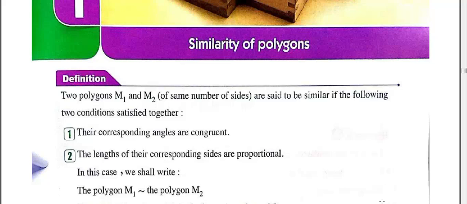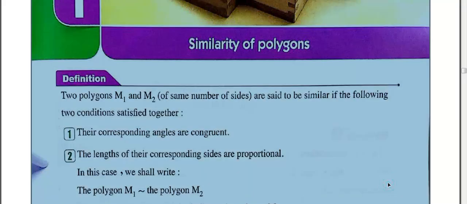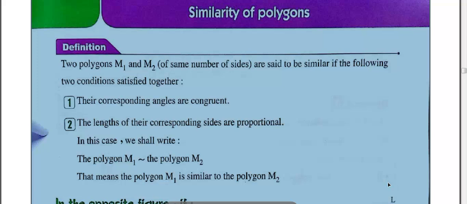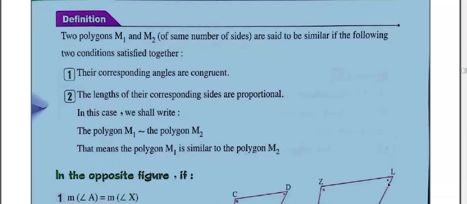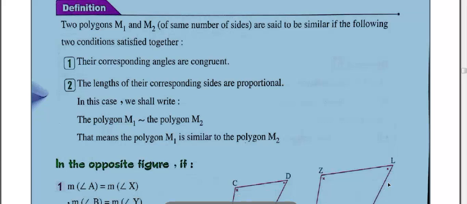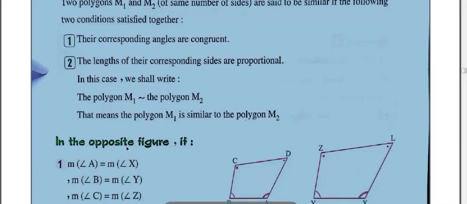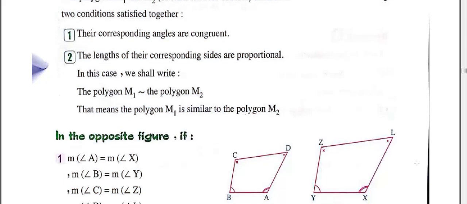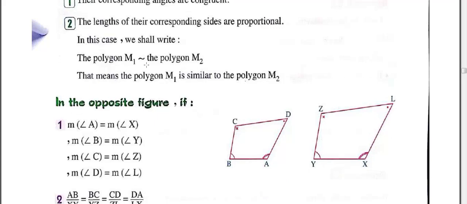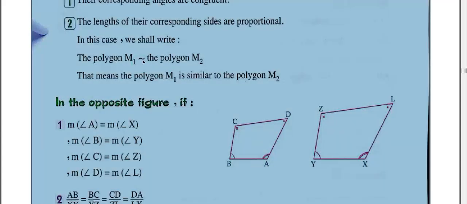Again, the first condition: their corresponding angles are congruent. The second: the lengths of their corresponding sides are proportional. In this case, we shall write the polygon M1 similar to the polygon M2. That means the polygon M1 is similar to polygon M2. This sign refers to similar to.